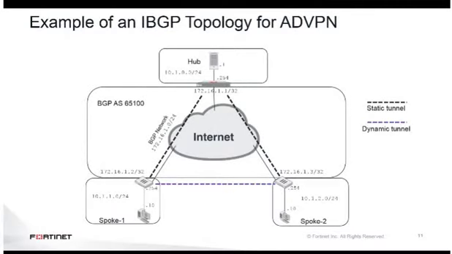As mentioned earlier, ADVPN requires the use of a dynamic routing protocol. In the next slides, you will learn how to configure ADVPN with IBGP. As an example, you will use an IBGP topology made up of one hub with 2 spokes. All the devices are in the AS65100.